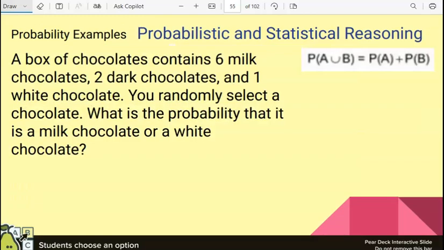Try this similar example. A box of chocolates contains 6 milk chocolates, 2 dark chocolates, and 1 white chocolate. You randomly select a chocolate. What is the probability that it is a milk chocolate or a white chocolate? Pause the video and try this one. When you're ready to check, unpause the video.